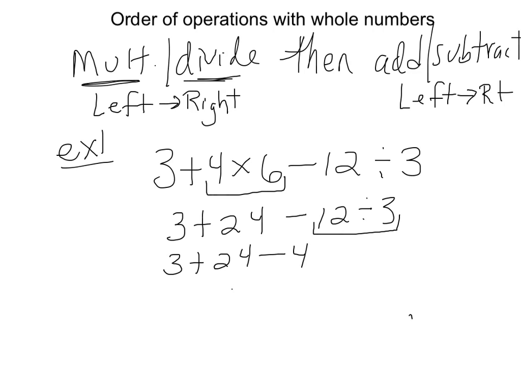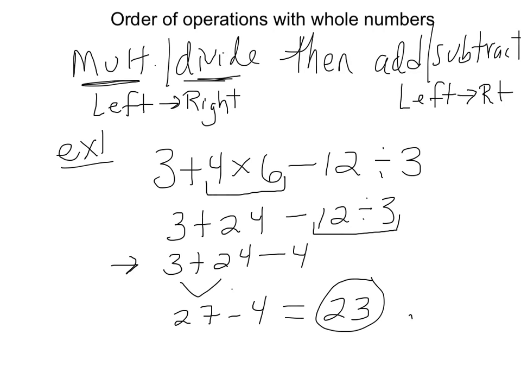All my multiplication and division are done for this problem, so now I'm going to reset back at the left-hand side, and I'm going to see the first thing to do is 3 plus 24. That will give me 27. Copying the rest of the problem, I now need to minus the 4. 27, take away 4, is going to give you a 23. So that's a really long explanation process on how you do these things. So let's do another example.